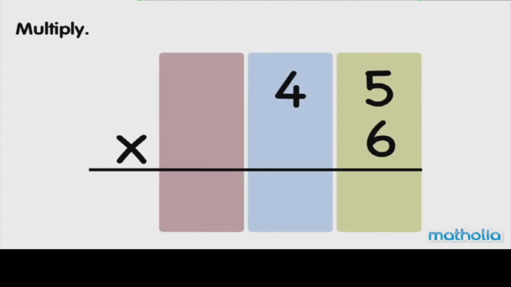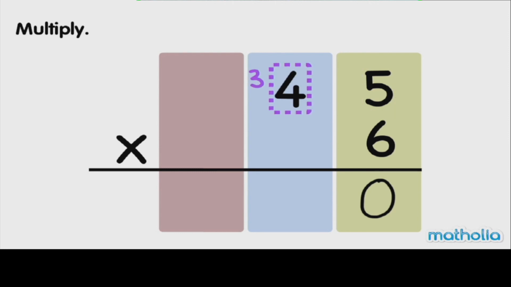Next one. Let's find 45 times 6. So step 1, 6 times 5. Multiply the ones by 6. 5 ones times 6 equals 30 ones. Regroup 30 ones into 0 ones and 3 tens. So we write 0 and carry over 3.